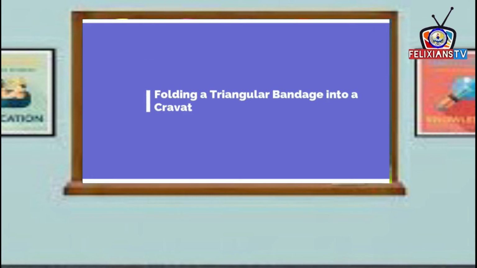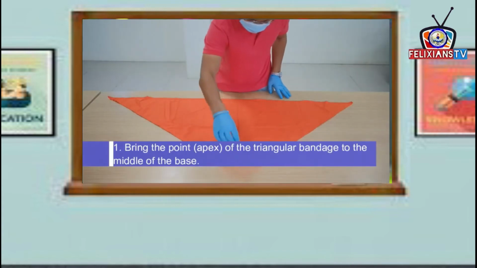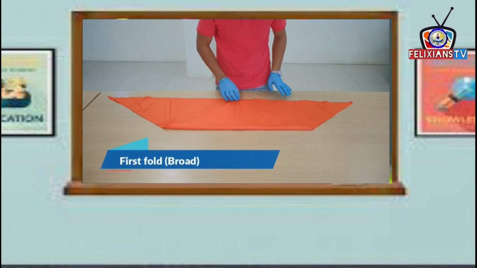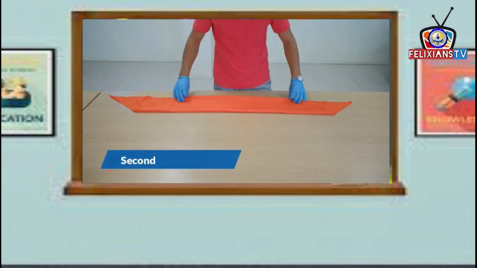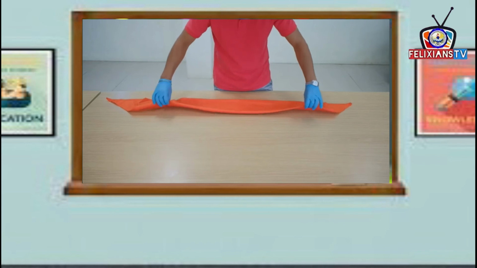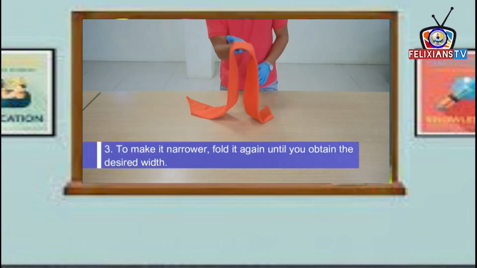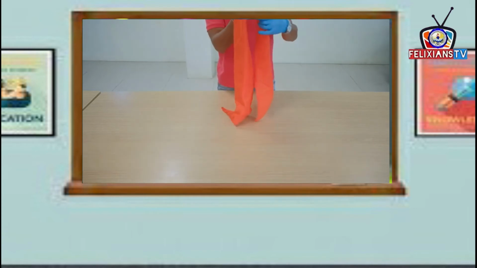Folding a triangular bandage into a cravat. First, bring the apex of the triangular bandage to the middle of the base. That is broad. Second, fold lengthwise along the middle, that is semi-broad. Third fold, or narrow cravat. And last, to make it narrower, fold it again until you obtain the desired width.